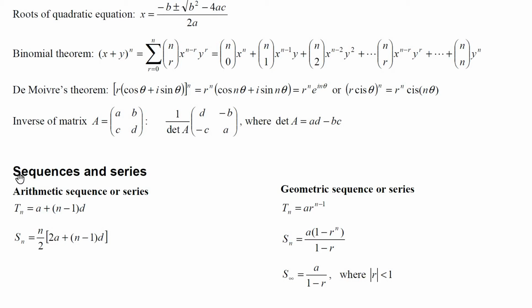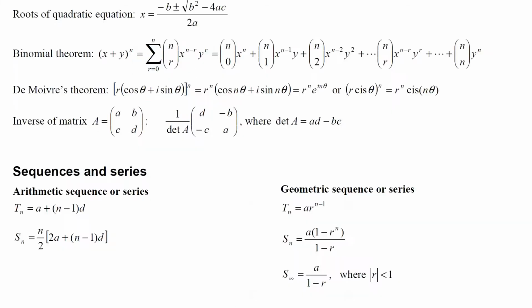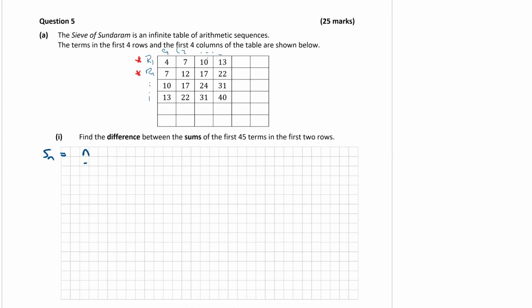Because we're dealing with an arithmetic sequence here, we're going to be using this formula to start with. So, find the difference between the sums of the first 45 terms in the first two rows. We're going to be looking at row 1 and row 2, and we're going to find the sum of the first 45 terms. So, the sum of the first n terms, let's remind ourselves of the formula, is going to be n over 2 outside of 2a plus n minus 1 d.